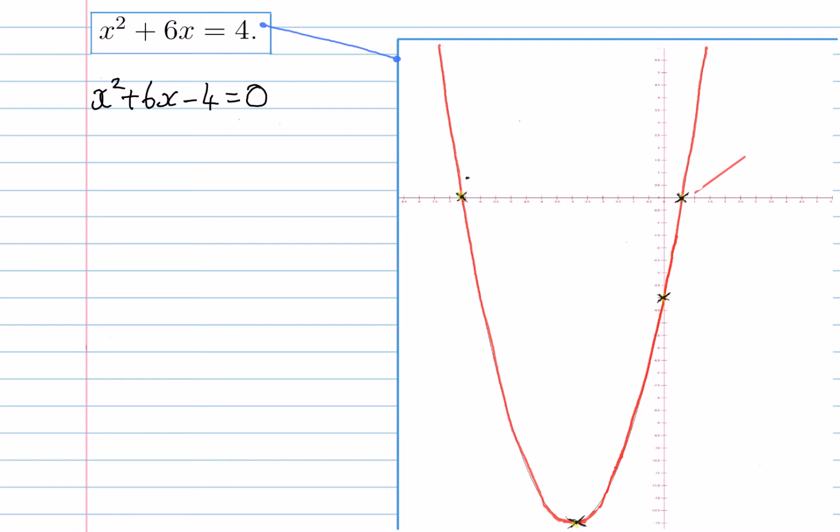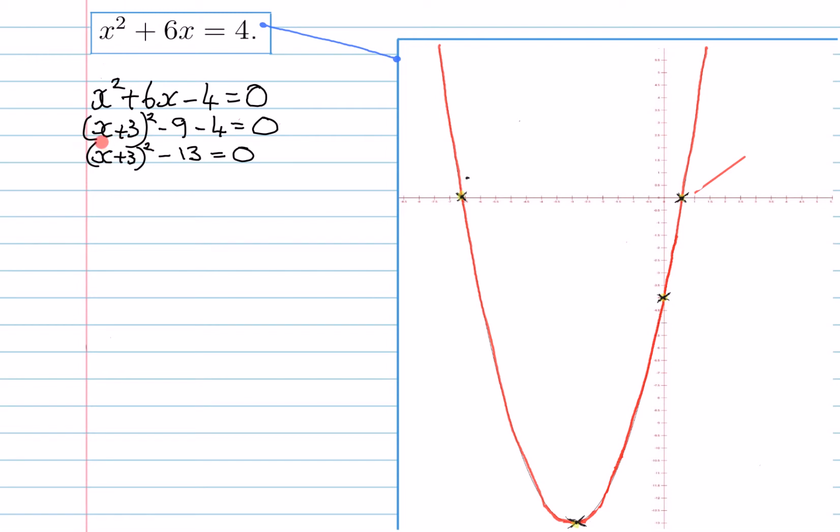So this then gives us x plus 3 all squared, and then we must subtract the 9 for it to be equal to x squared plus the 6x, and then we're taking away our 4, and that's equal to 0. So x plus 3 all squared minus 9 minus 4 is minus 13, and that's equal to 0. So we've successfully completed the square for this quadratic equation.